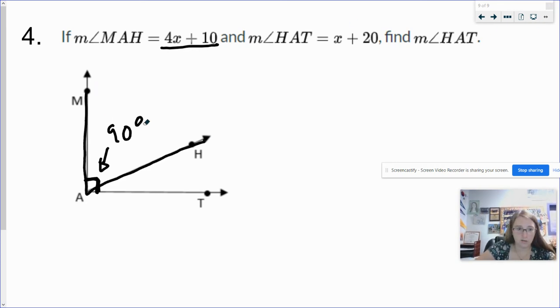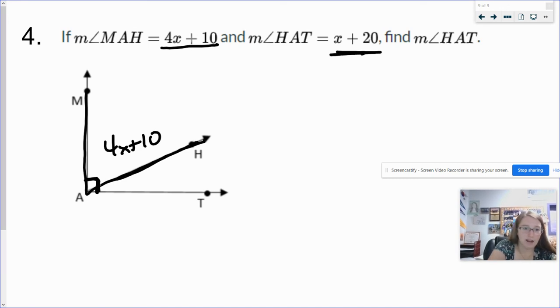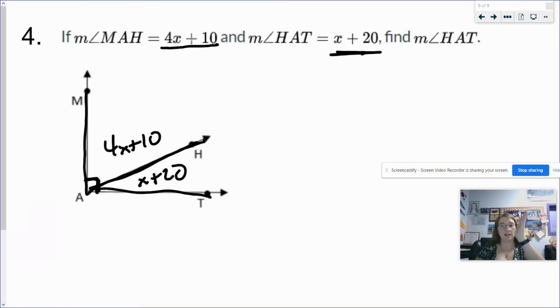So I'm going to erase this here real quick. 4x plus 10 is this angle. And the other angle is x plus 20. Now what we should realize about this picture is these 2 angles together, it goes tick, tick. Together, they make 90 degrees. What that means is that's your equation. They add to 90 degrees. Go ahead and try to write your equation.